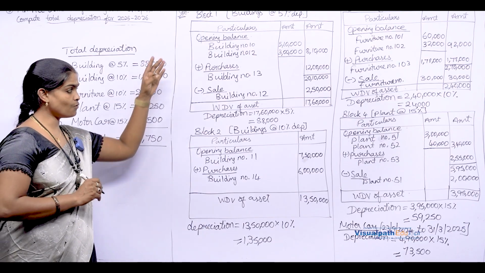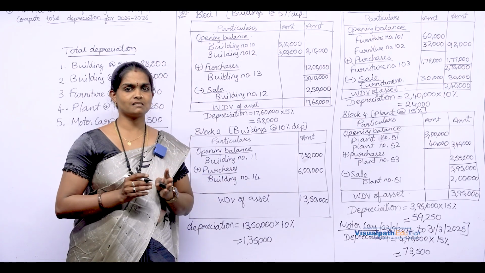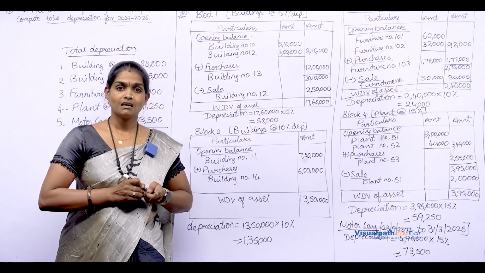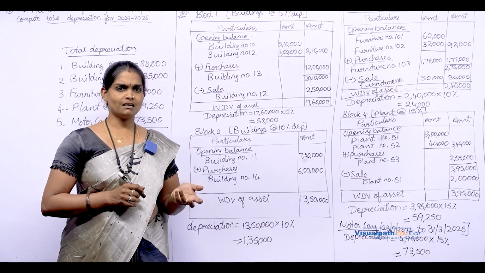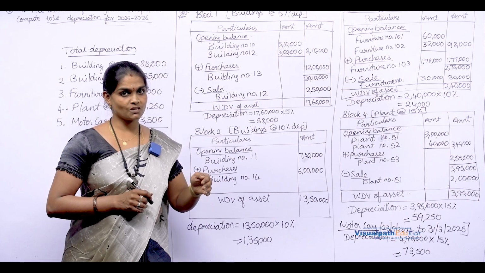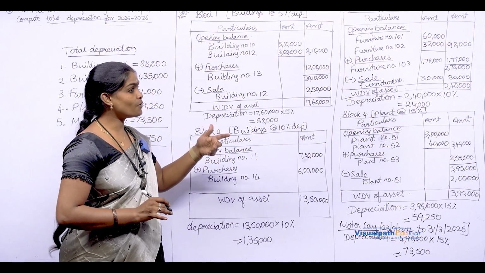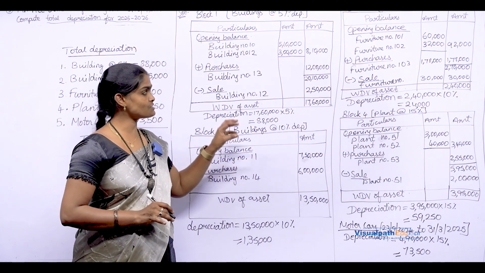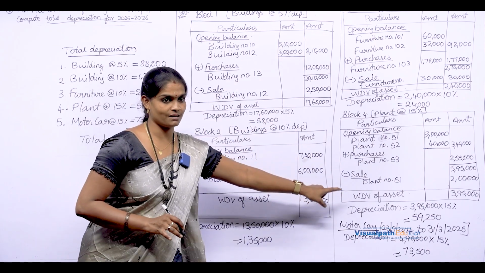Clear? This is how we have to group each and every asset depending upon the nature. Here in this question, you need not identify. In this question, he himself has given the rate of depreciation. So, depending upon the rate of depreciation, we have grouped and calculated. Clear?